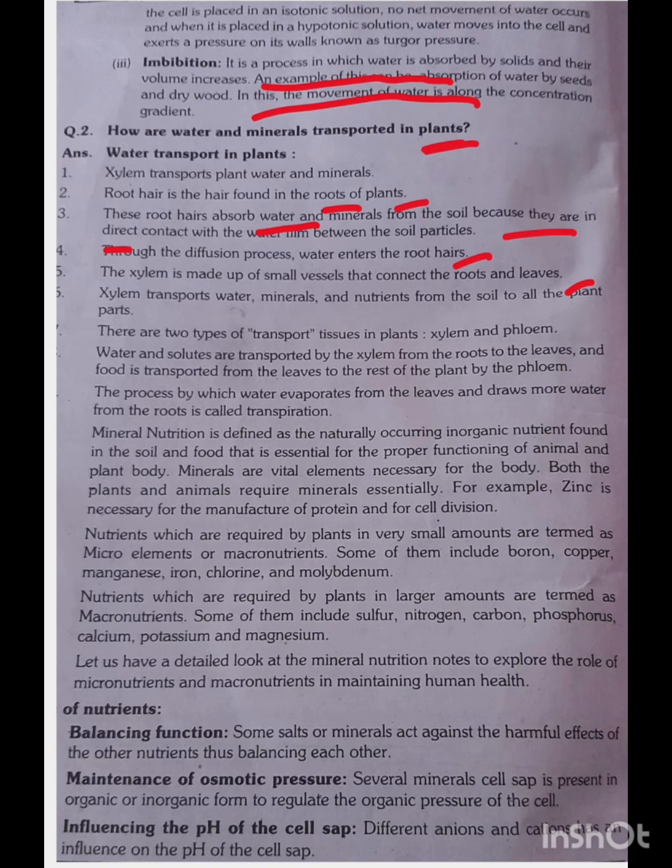There are two types of transport tissue in a plant, xylem and phloem. Water and solutes are transported by the xylem from the roots to the leaves, and food is transported from the leaves to the rest of the plant by the phloem. The process by which water evaporates from the leaves and draws more water from the roots is called transpiration.